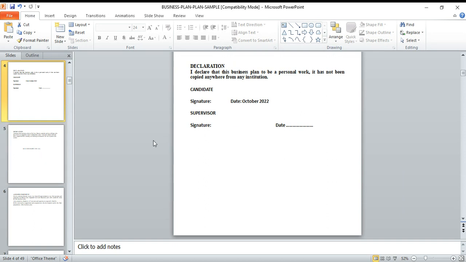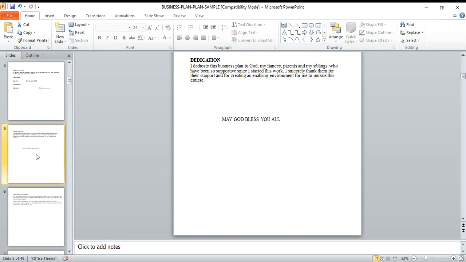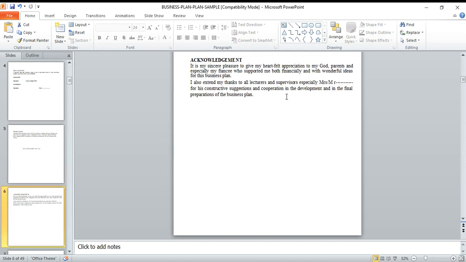You can see there is the supervisor, candidate signature, supervisor signature. Then you can see under dedication, who are you dedicating this to? You can see the information there. I dedicate this business plan to God, my fiance, parents, and my siblings who have been so supportive since I started this work. I sincerely thank them for their support and for creating an enabling environment for me to pursue this course. You see, a very short and clear dedication. Then you have acknowledgement. Who are you acknowledging in this work? Who supported you?